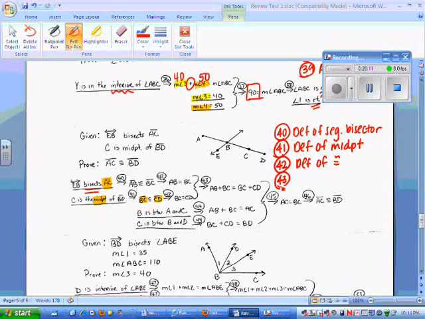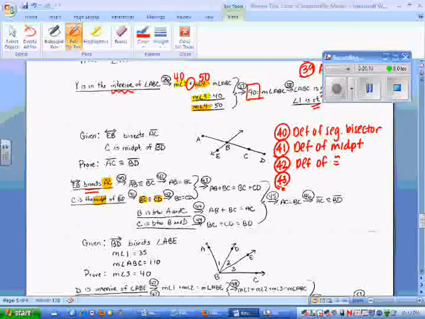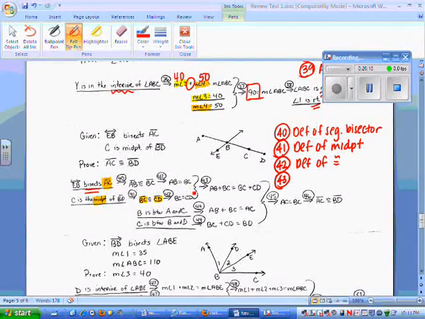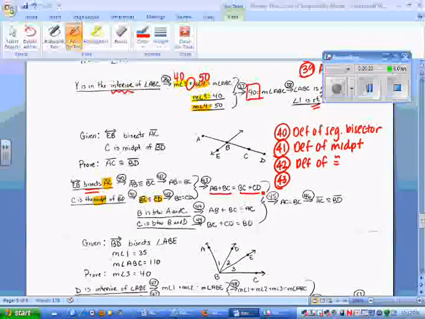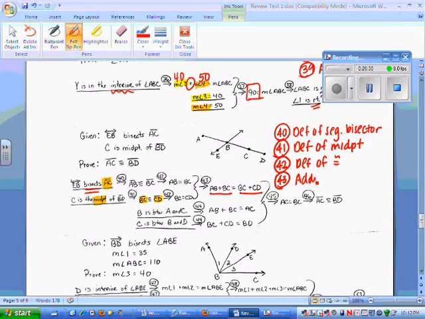43. This one's a little bit trickier. I have AB equal to BC, BC equal to CD. I'm going to add AB plus BC equal BC plus CD. Because I'm adding, like I said, we're going to use addition. The addition property.